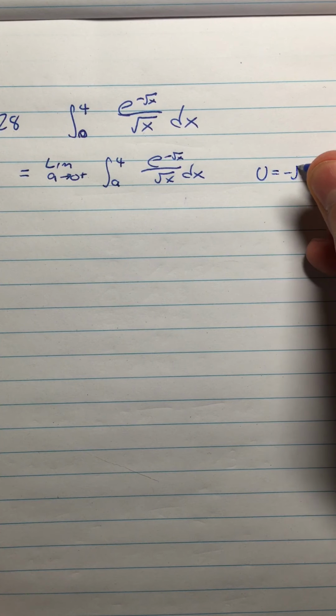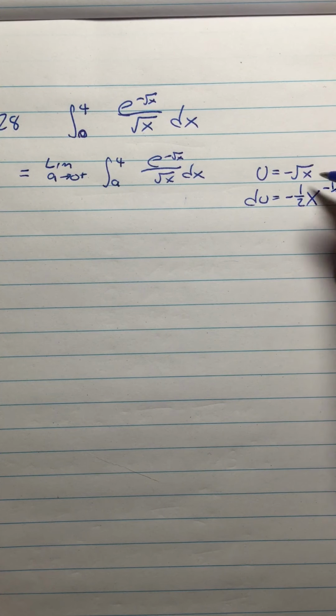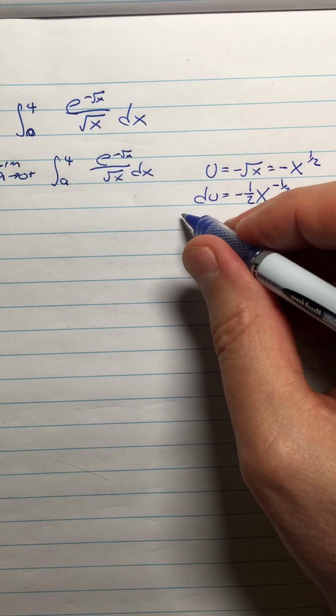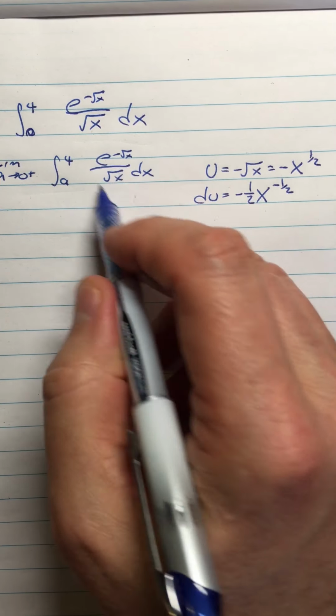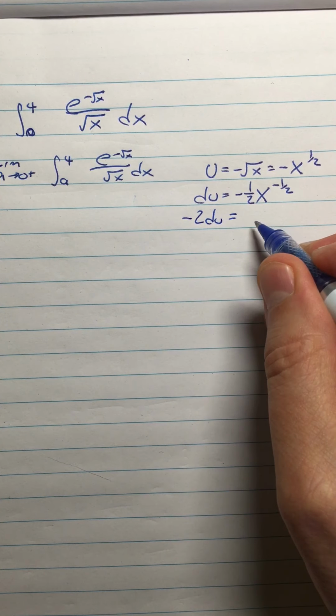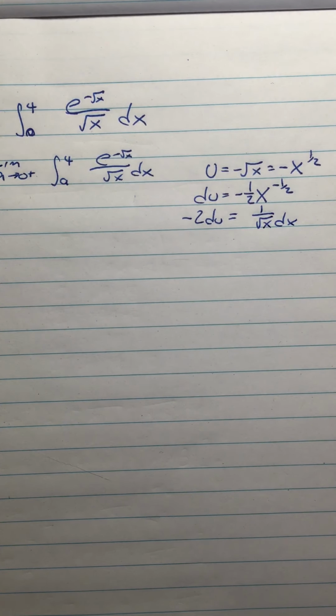We're going to use u equals negative square root x. So du equals, it's going to be negative 1/2 x to the negative 1/2, right? So this is equals negative x to the 1/2. All right, so then my du is going to be negative 1/2 x to the negative 1/2. Or I could say, just to put it in terms where it's recognizable with what we have here, sort of compatible, this negative 2 du equals 1 over the square root x dx, because x to the negative 1/2 is 1 over square root x.